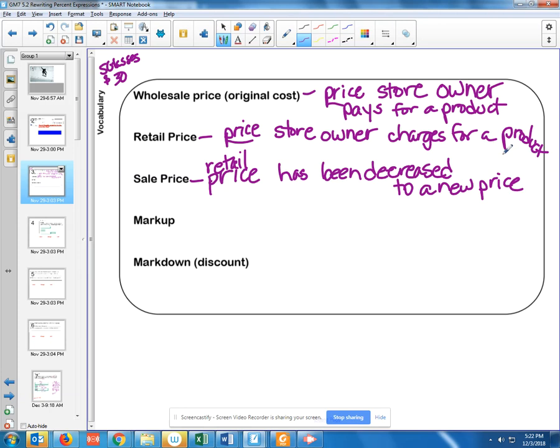It could be with a certain percentage. It could be a specific amount. It just kind of depends on the individual situation. But the sale price is this new price that's been decreased in some way from the retail.